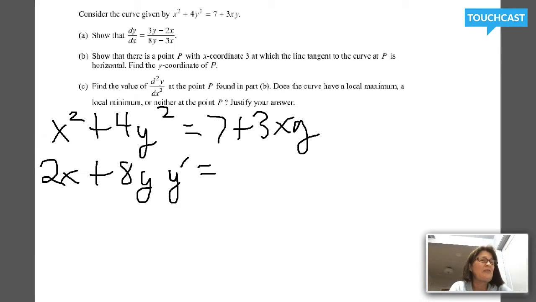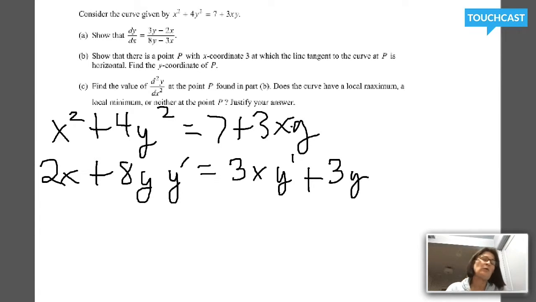When it's time to take the derivative of 3xy, I'm going to have to use the product rule. I'm going to imagine a dot right there. 3x times y. So the derivative is going to be the first, 3x, times the derivative of the second, which is y prime, plus the second, which is y, times the derivative of the first, which is 3.